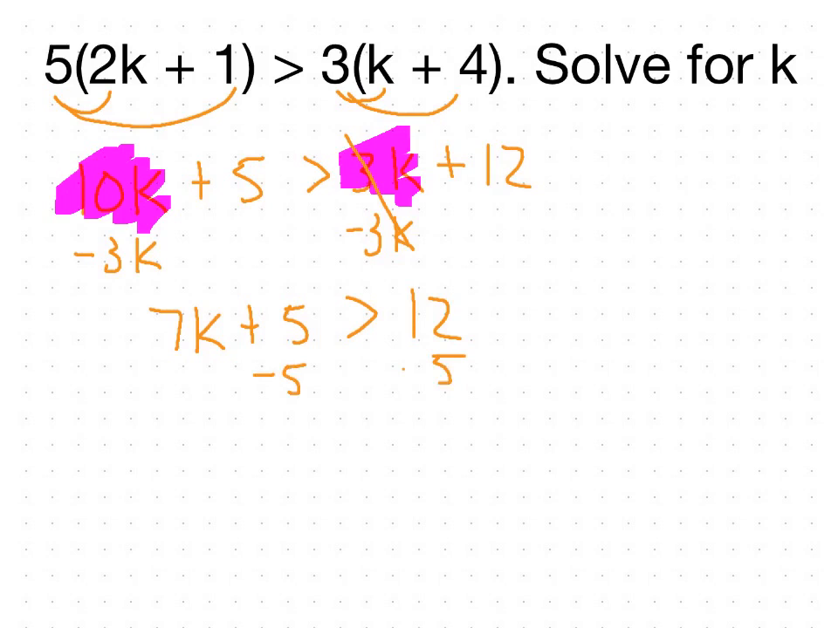Again, you can always draw yourself a wall if that's easier. That's gone. 7 times k equals 7. Finishing up with it, not equals, greater than. So k is greater than 1.